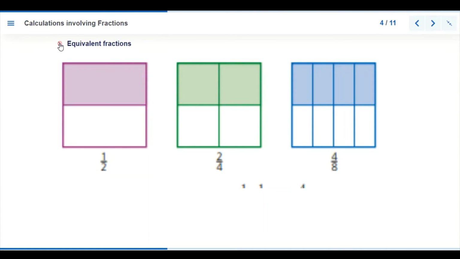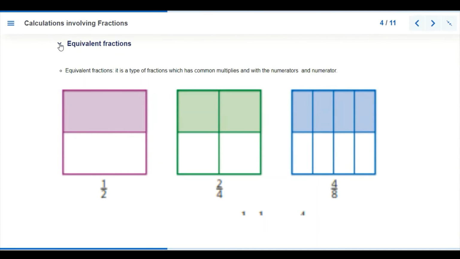So now we are looking at what? Equivalent fraction. We have actually introduced it before in decimal point. So when you're talking about equivalent fraction, it's a type of fraction that has what? A common multiple. It has a common multiple with the numerator and the denominator. Now let's look at this example here.